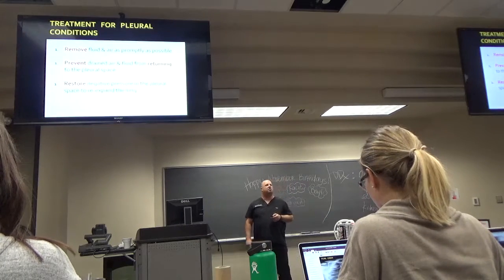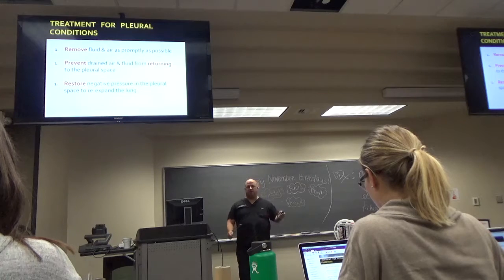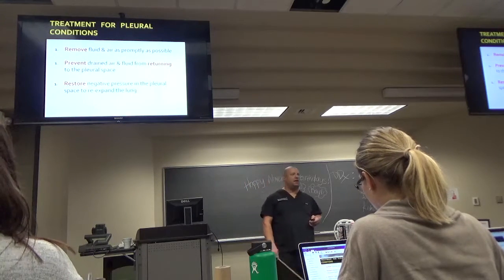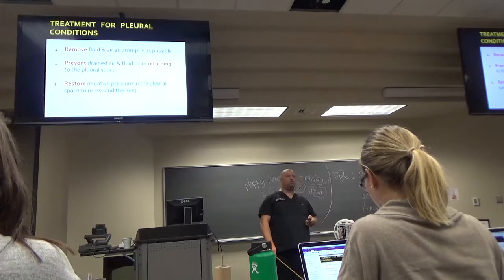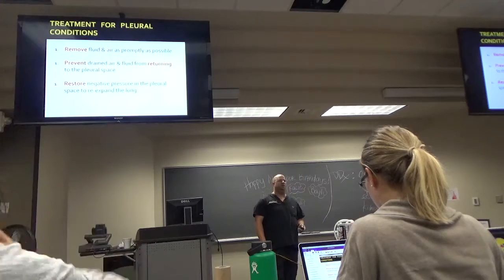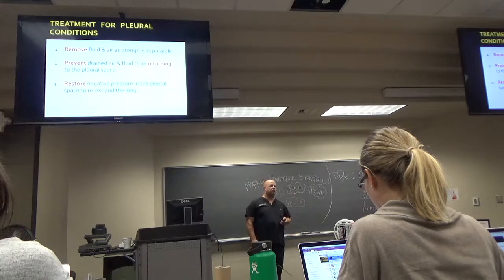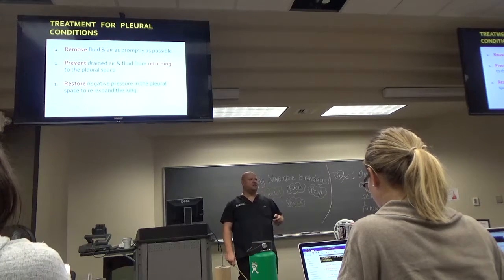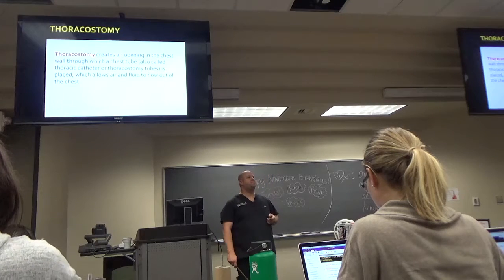Okay. The treatment for pleural conditions: how do we treat a pneumothorax or a hemothorax? We can remove the air and the fluid by putting in tubes, okay? Thoracostomy tube, chest tube. Thoracostomy is the technical medical term, thoracostomy tube placement. And sucking that air and blood out restores the negative pressure to help the lung expand.